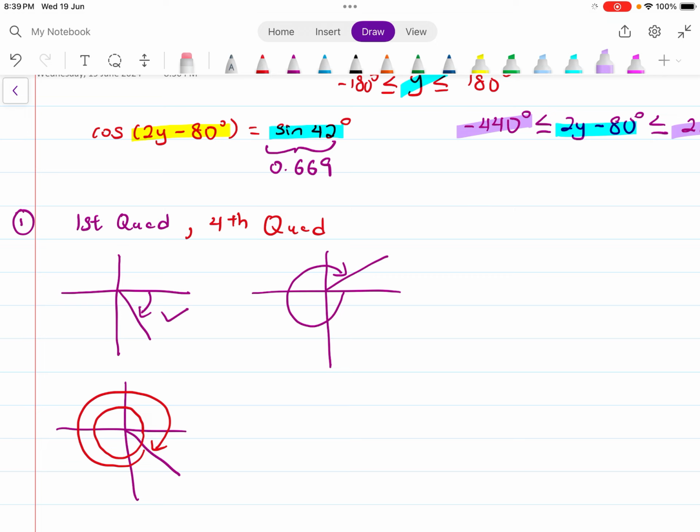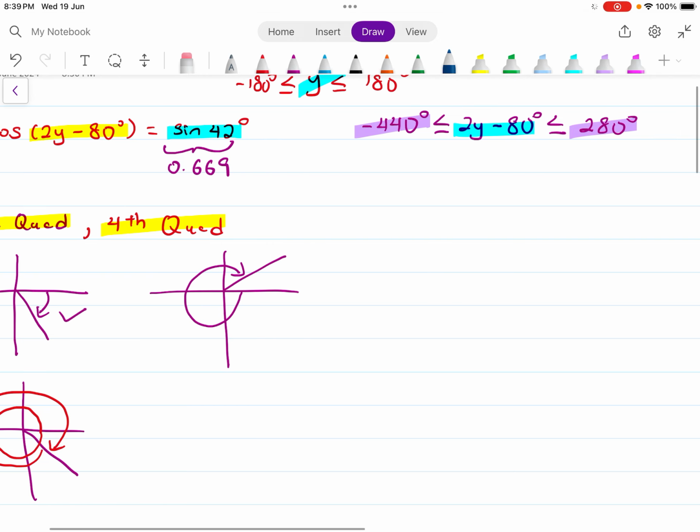So we want to determine, because if you look at this, cosine equals sine 42. And of course you press the calculator, sine 42 is positive 0.669, which is positive. So let's talk about the positive quadrants first. We want the A and the C quadrants, meaning the first quadrant and the fourth quadrant. So we got two quadrants already. But not to forget, we also want the negative, because I want to go all the way to negative 440 degrees.